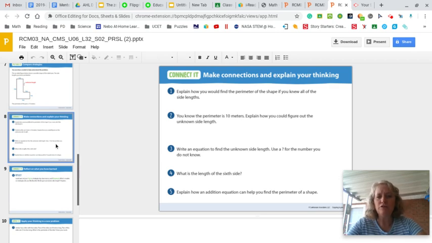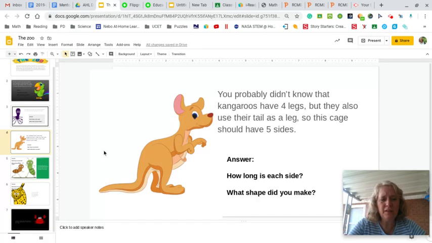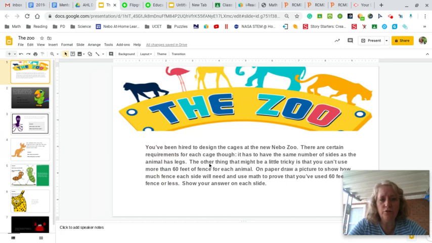Okay? So today we're going to have an opportunity to help you find the perimeter of some animal cages. Okay, so you're going to have this slideshow. You'll see these slides in here. So your task is you are being hired to design cages at the Nebo Zoo.